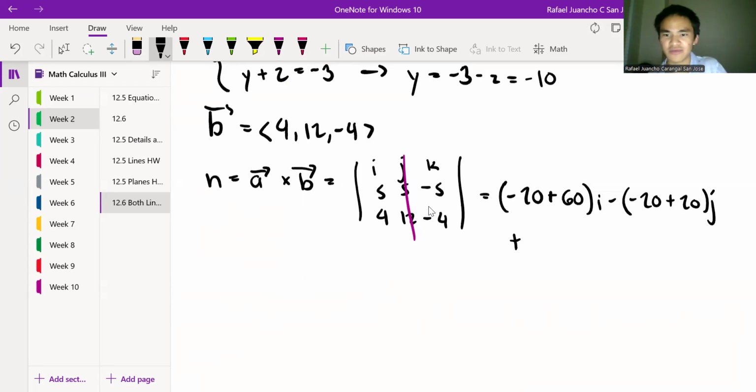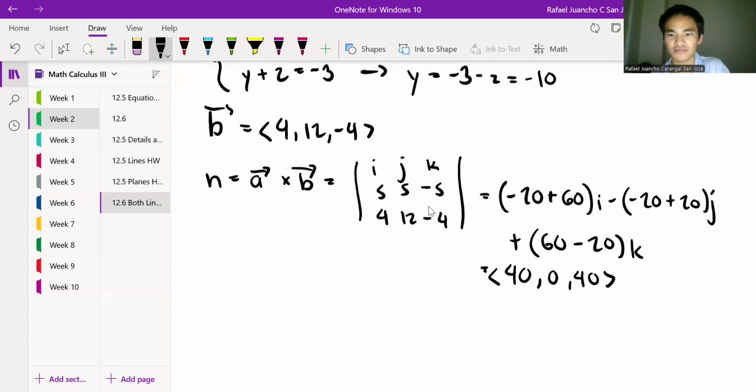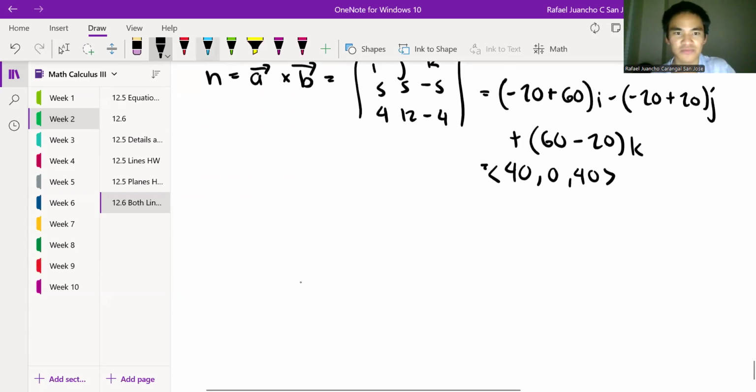And lastly, for k, we get 12 times 5 is 60 minus 20 per k. And so we get basically 40, 60 minus 20 is 40, 0, and 40. So 40, 0, 40. That's our normal vector. And now we can just find the plane equation. And then we're done.